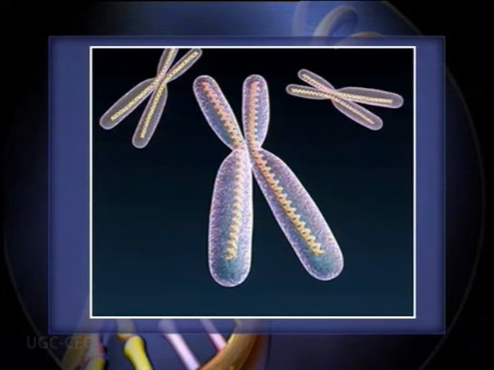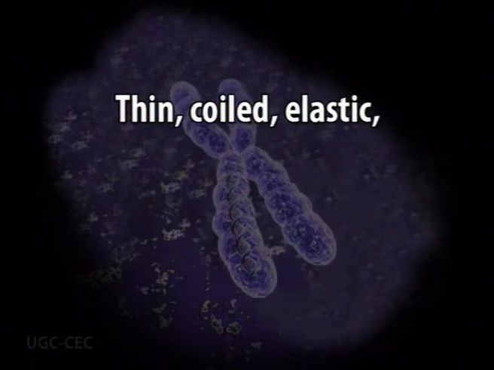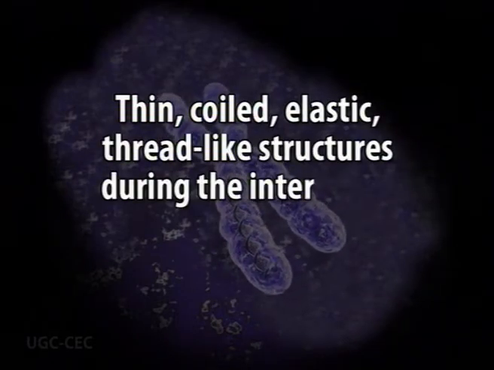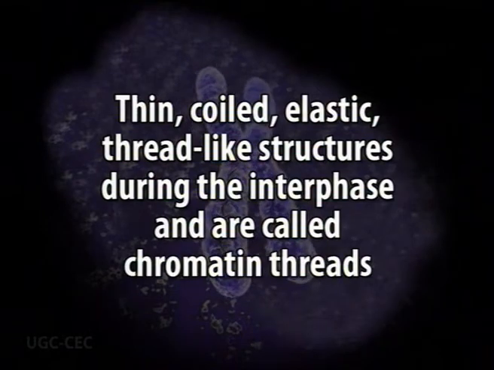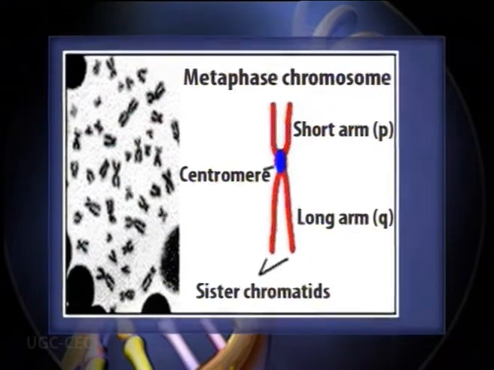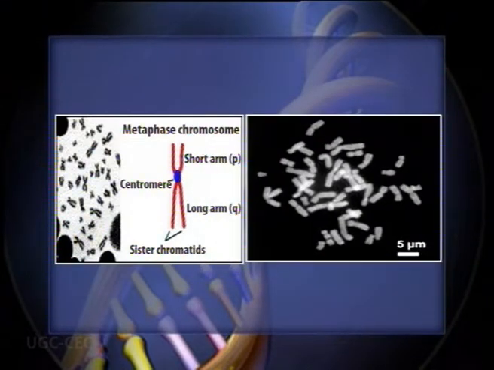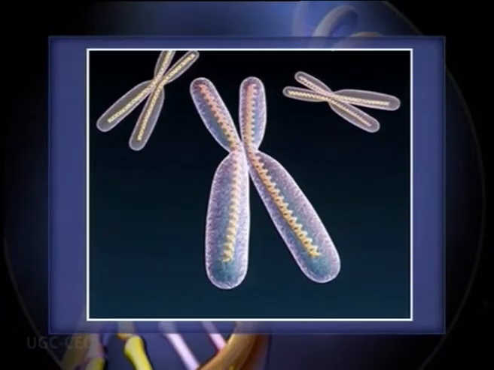The shape of eukaryotic chromosome is changeable from phase to phase in the continuous process of cell growth and cell division. They are thin, coiled, elastic, thread-like structures during the interphase and are called chromatin threads. The morphology of the chromosome is best studied during metaphase and anaphase, which are the periods of maximal contraction. During these phases, the chromatin threads become highly coiled and folded to form compact and individually distinct ribbon-shaped chromosomes.